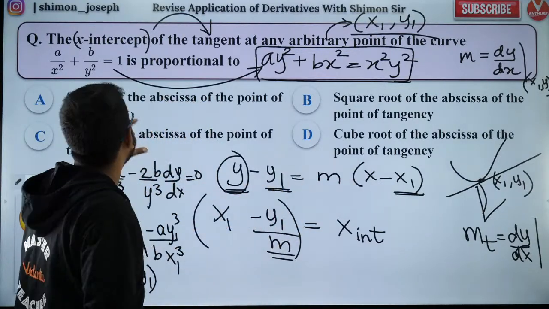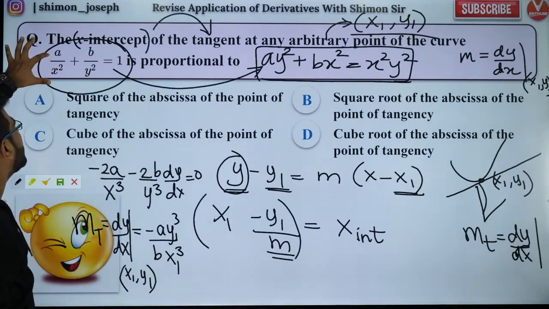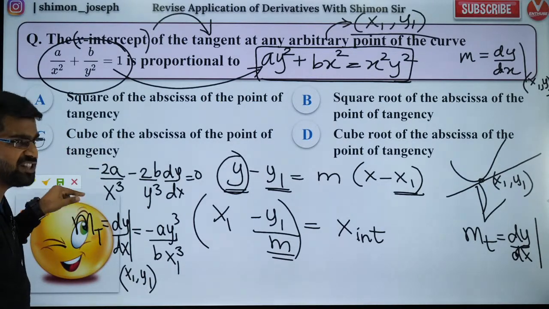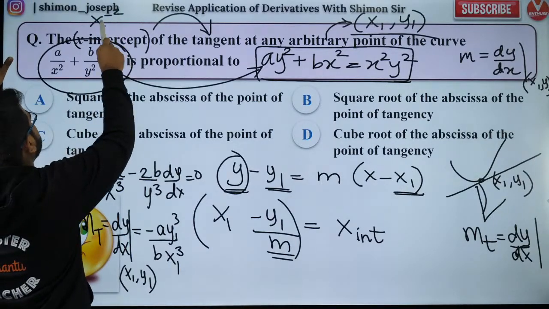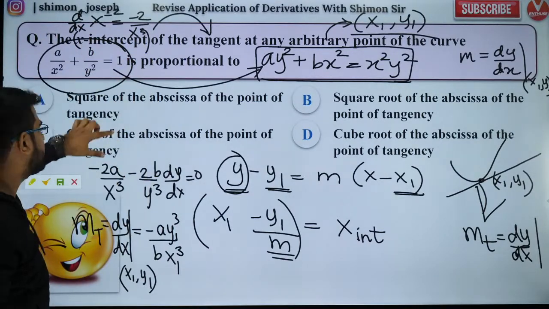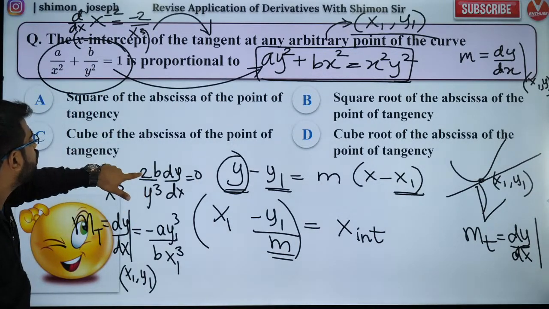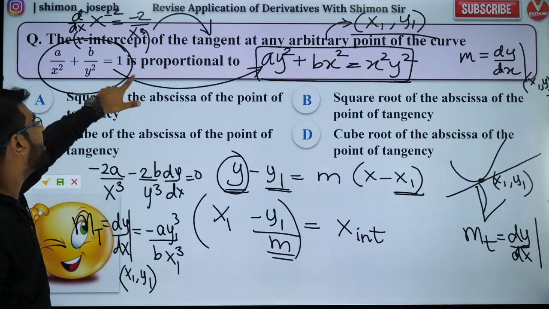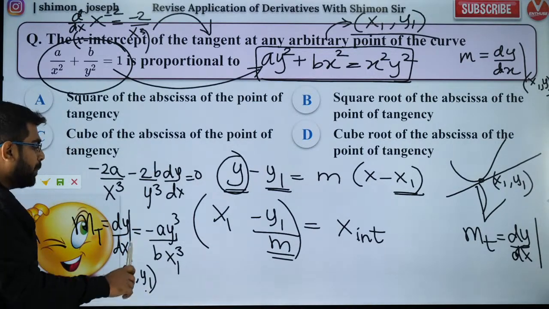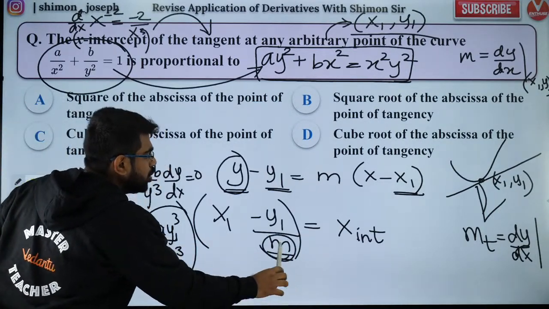How do I find out m? I differentiate this equation which is given to me. If I differentiate it, what will I get? Derivative of a by x square is minus 2a by x cube. Guys, that comes from differentiation, because x to the power minus 2 differentiated is minus 2 by x cube. A is the constant. Similarly, minus b by y cube into 2 dy by dx. Now differentiation of 1 is 0. Then I got dy by dx, and I put the point x1 comma y1 because we are supposed to find the slope at that point. Now that will be equal to the slope of tangent, which I will substitute over here.